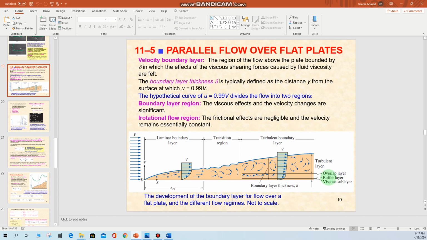Okay, and similarly if we move upward, the overlap layer, in this layer there will be slight motion of the fluid particles or the fluid layers. So in the overlap layer, the viscosity of the fluid will be even lesser than the buffer layer and the viscous sublayer, and you can see some zigzag motion of the fluid layers. Okay, so this layer is called the overlap layer. Then we have the turbulent layer, in which the fluid layers are mixing with each other and the velocity is changing. So this layer is called the turbulent layer.